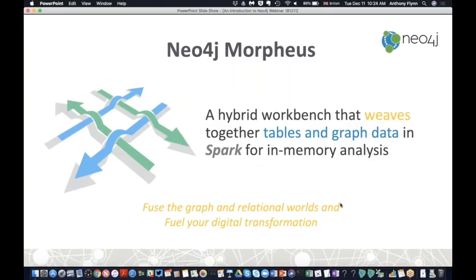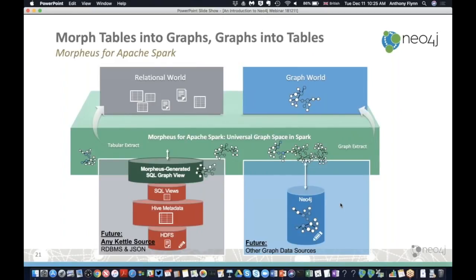Finally, we've also brought together a new data integration tool called Morpheus. It's a hybrid workbench that allows you to link the database into graph processing technologies such as Spark, and also allows you easily to move data between things like Hadoop and the graph world. So it allows you, on the left there, to take data from HDFS and from Hive, to impose or infer a graph model on it, to do complex graph processing in something like Spark, and then to store the results safely and securely back into the graph database, Neo4j.